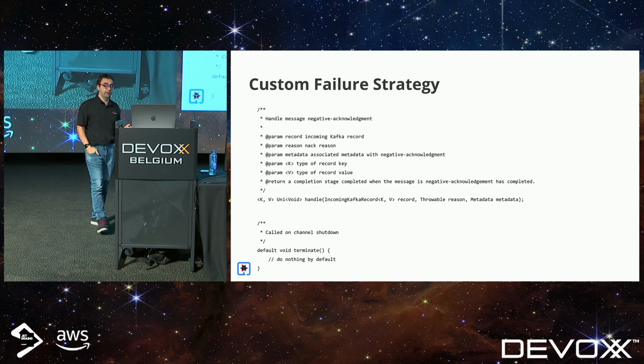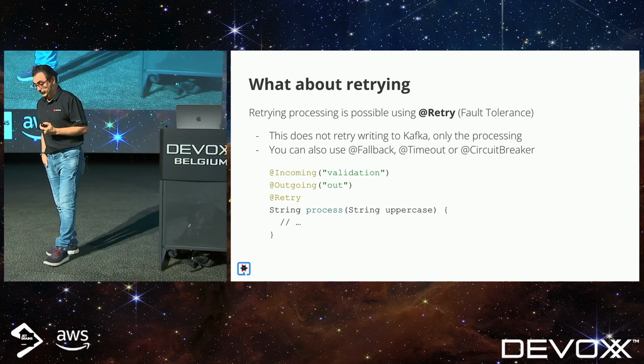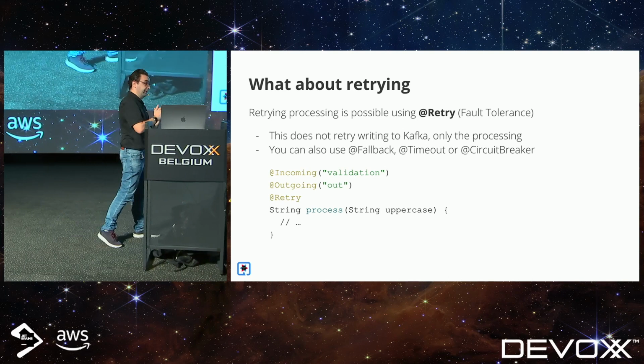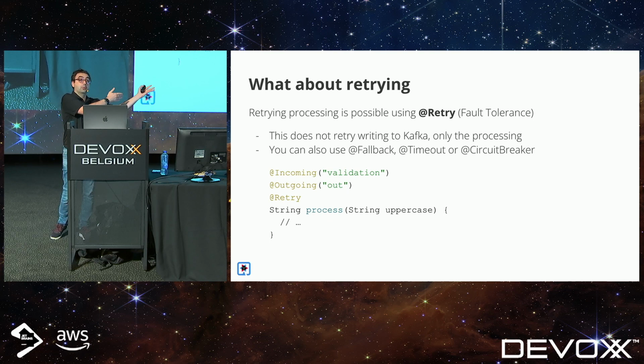What about retrying? Because sometimes you have errors, failures, that may just disappear automatically, like a system not available, or they are doing a rolling update, or something like that. In that case, you can just use a retry annotation, which is provided by Quarkus.